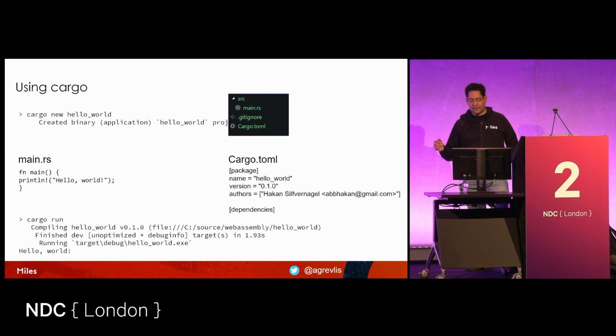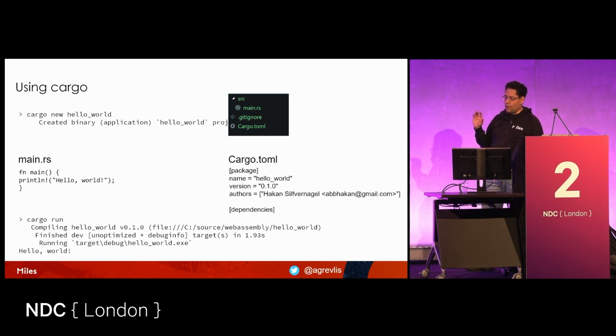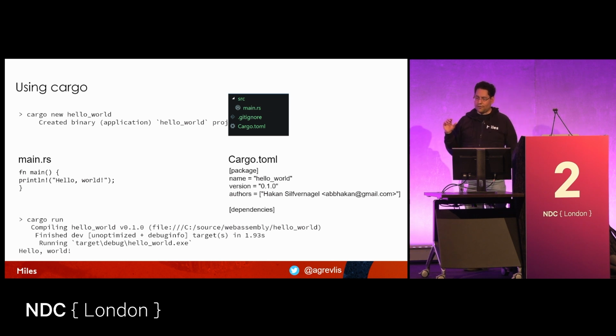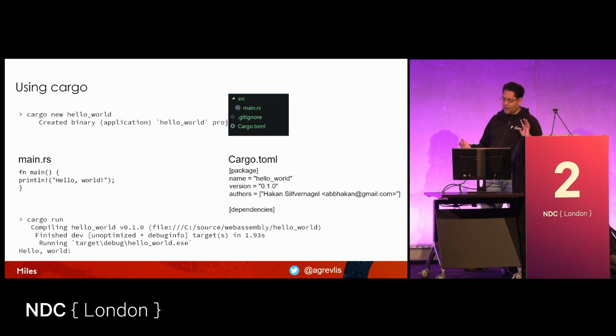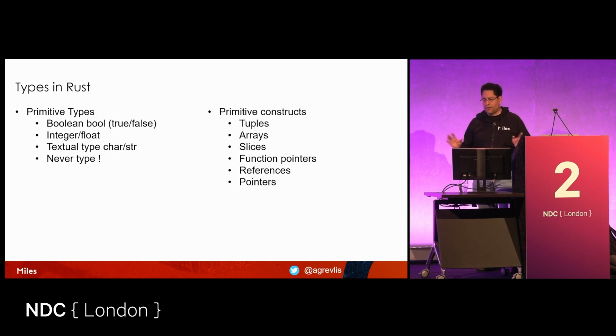And the toml file is like a package definition of our Rust package here. So at minimum, it needs a name, a version, and also an author. And if you have any dependencies, you also need to define that in your toml file. So we can run this by running cargo run. Cargo run will compile our Rust file, and then it will run the exe file that is getting generated. So some types here in Rust, we have both primitive types like integer and float, and we also have something they call primitive constructs, like pointers or references or arrays.